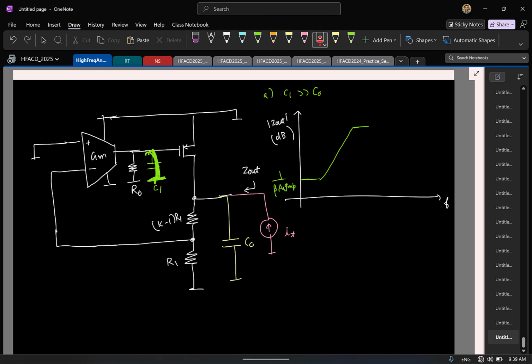Okay, so now let's continue the experiment. I keep increasing the frequency further. Now what will happen after very large frequencies? C0 will act like a short. So the output impedance, what will happen? It will sort of drop. Again, this is all in log scale. So when I say it's 0, it's 0 dB.